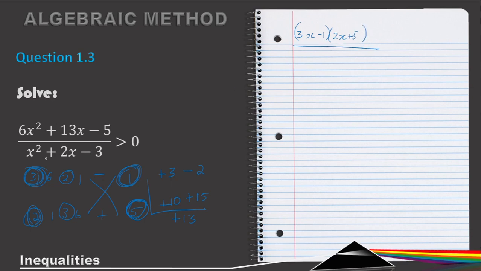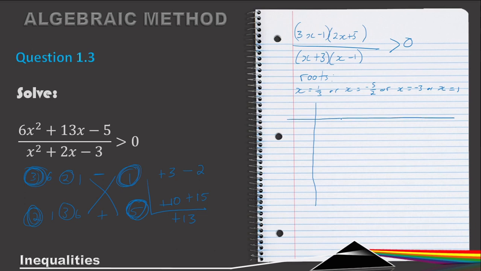Now this one's easier to factorize. So 2x, factors of 3 to give me 2, just 1 times 3. So I'm going to say x plus 3 and x minus 1, and it's greater than 0. Okay, roots are now obvious. So roots are x equals 1 over 3, or x equals negative 5 over 2, or x equals negative 3, or x equals 1. We draw our table.